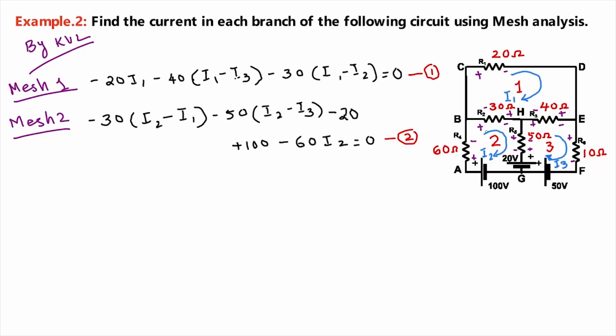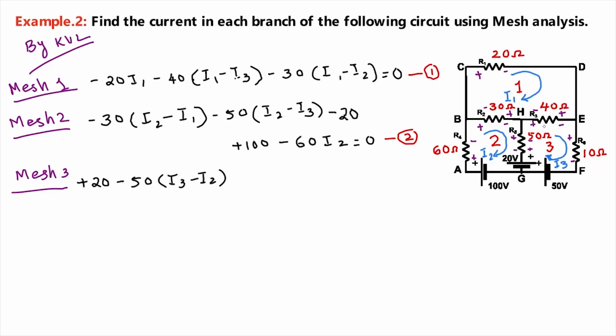Then writing the equation for mesh 3, see I3 current is flowing in the clockwise direction. In the 20 volt source it is going from negative to positive, that is a rise in potential, so it is plus 20. Then this resistance is coming where I3 is flowing from plus to minus, that is a drop, so minus 50, the difference between I3 and I2 which are in opposite directions. As we are in mesh 3, we have to write I3 first, minus I2.